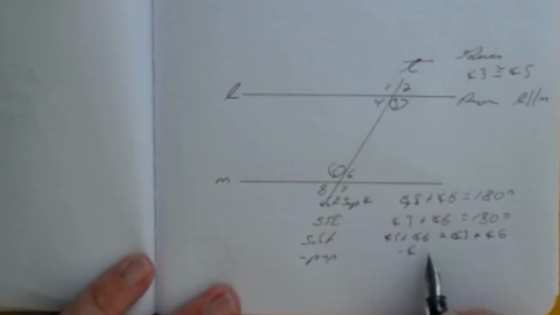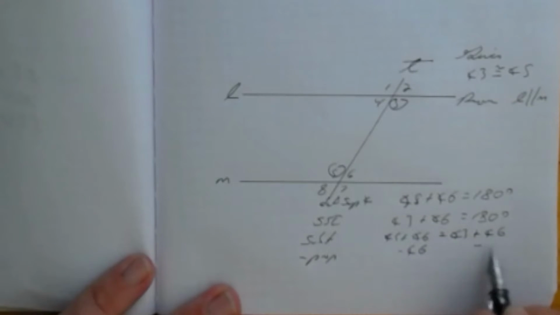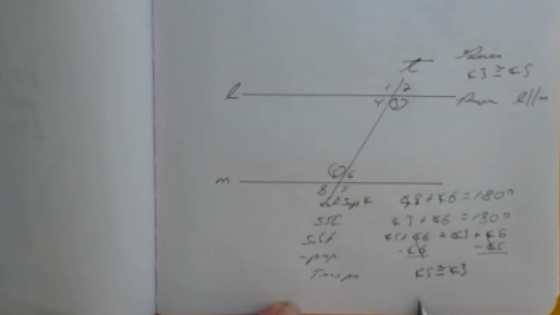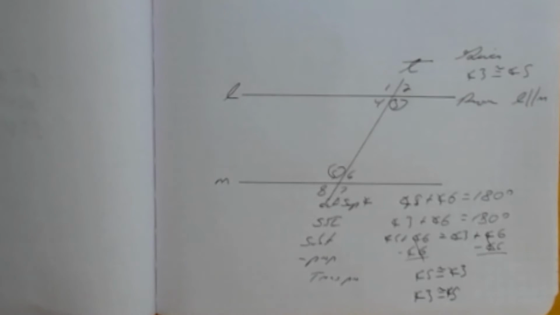Using the subtraction property, I subtract angle 6 from both sides, leaving me with angle 5 is congruent to angle 3. Now if we wanted to be fancy and make sure that we said 3 congruent to 5, we can use the transitive property just to be able to say angle 3 is congruent to angle 5. So there we're able to apply these same theorems in ways to prove backwards using their converse.